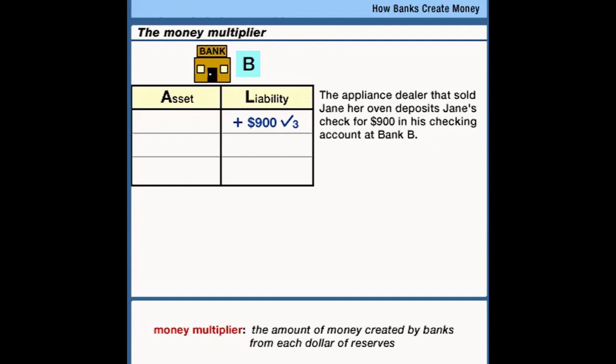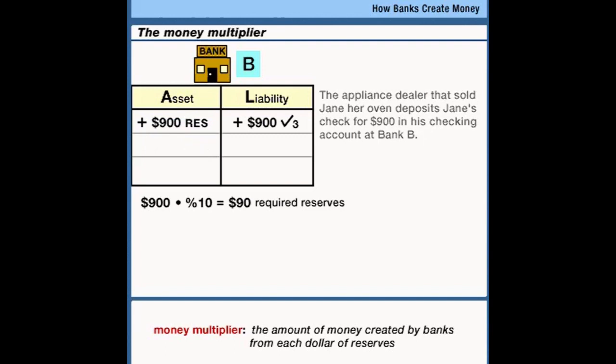Well, now Bank B has a calculation to do. Bank B asks itself, how much of this money do we have to hold and how much of it can we lend? Well, our new checking account is $900. So 900 times 10% is $90. It takes $90 of reserves to back this checking account. Subtract 90 from 900, and that means that Bank B can create a loan equal to $810.